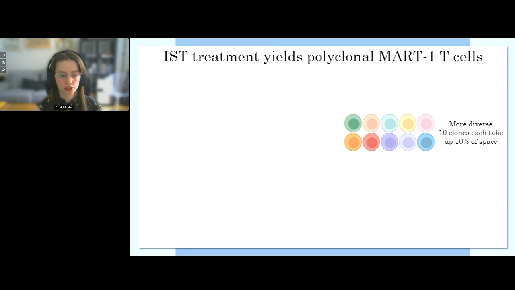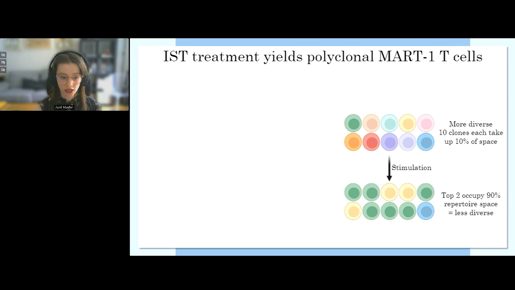So first we looked at total occupied repertoire space. To imagine what this means, imagine 10 cells that each have a different TCR. Each of these clones, which are different colors, occupy equivalent repertoire space of approximately 10%. So this indicates a high diversity.